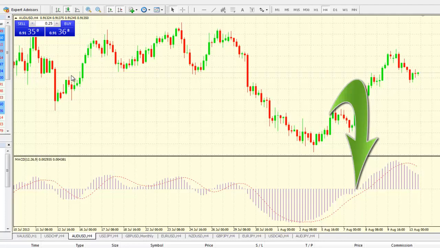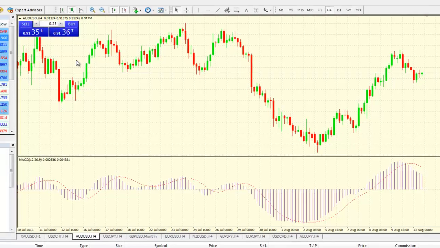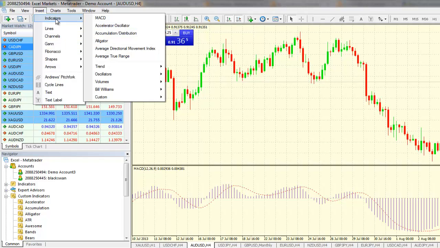To see how consistent this is with the moving averages, we shall apply both the 12 and 26 period exponential moving averages on the chart as well. Select Insert, Indicators, Trend.